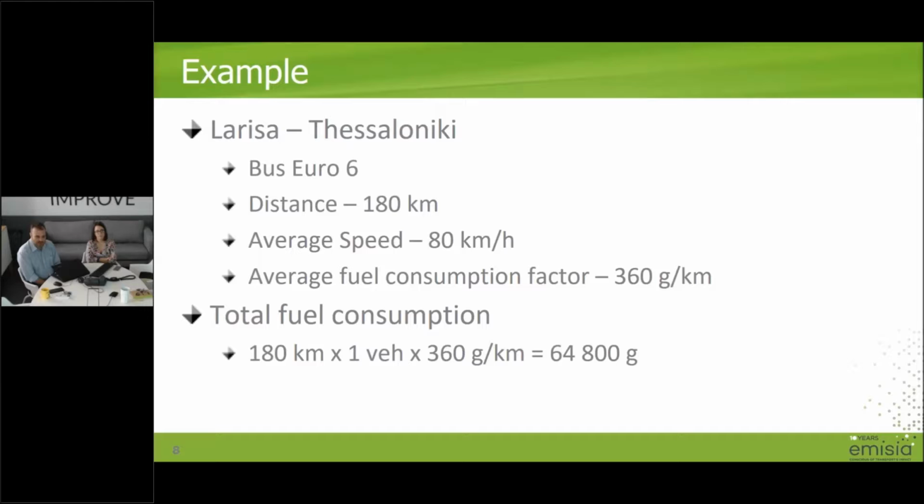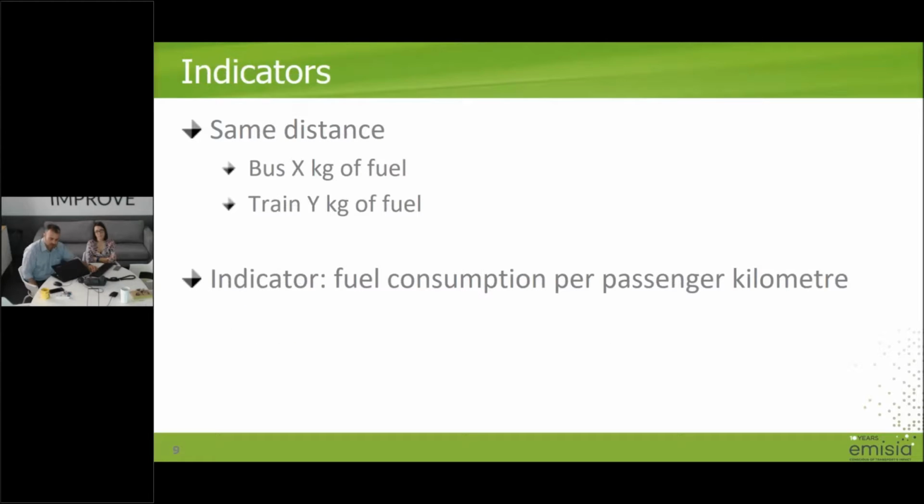If you multiply this with the distance, and of course it's only one vehicle, what you get is that you will require 64 kilograms of fuel, and then you can calculate after that how much CO2 is emitted. Of course, this will be, let's say, the conclusion of this presentation. This does not necessarily mean that the bus is a good or a bad means of transport.